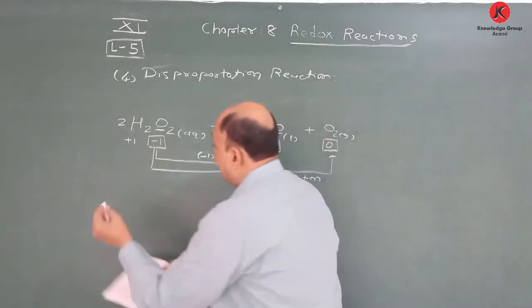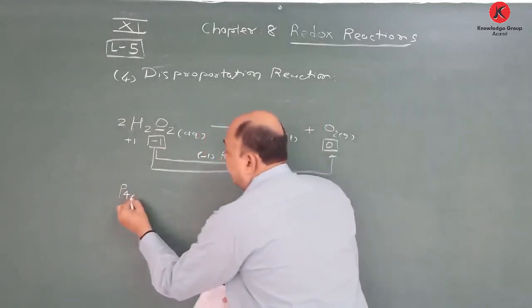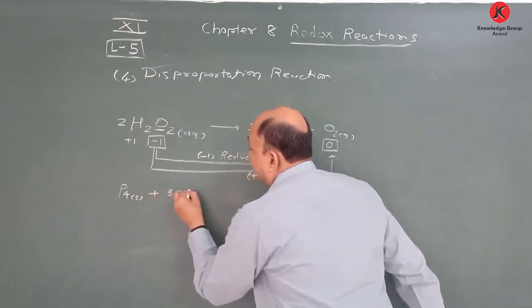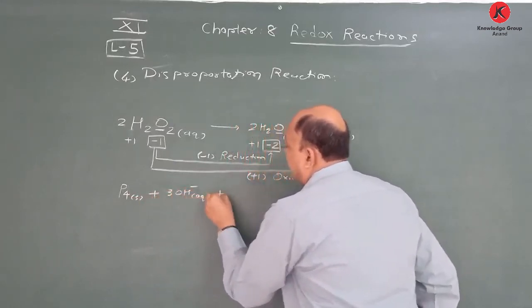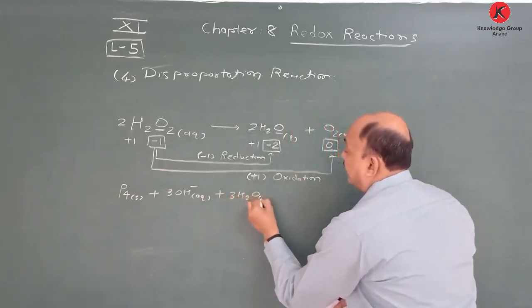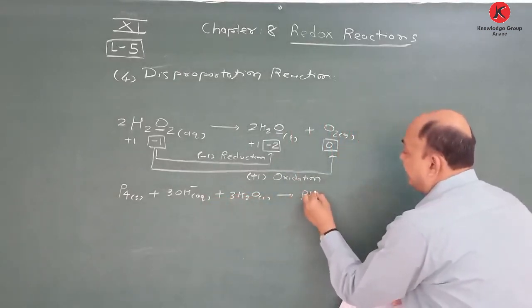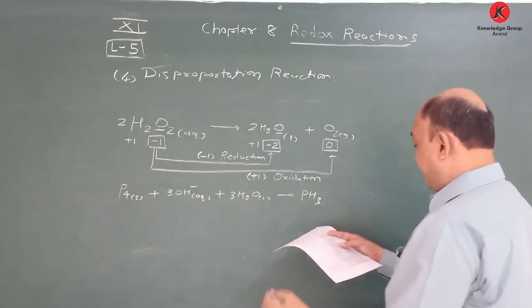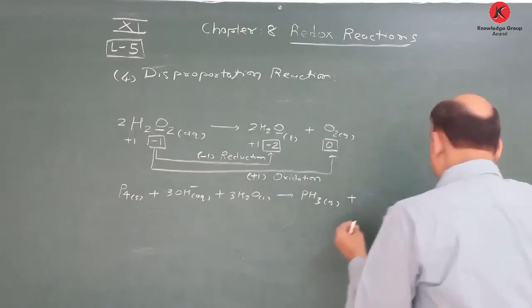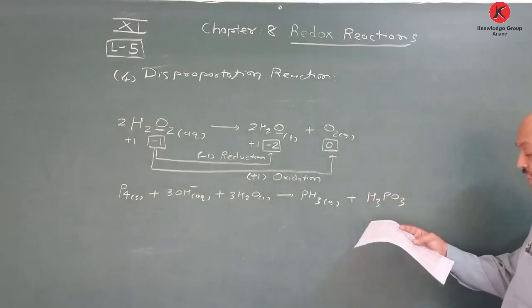Okay, now P4 solid plus 3OH minus aqueous plus 3H2O, this reaction is given to you. It gives PH3, that is phosphine gas, plus H3PO3, phosphorus acid. H3PO3 is nothing but phosphorus acid.